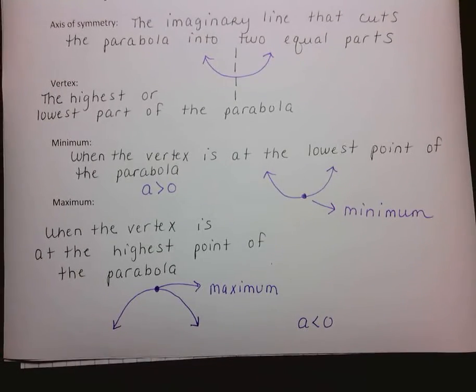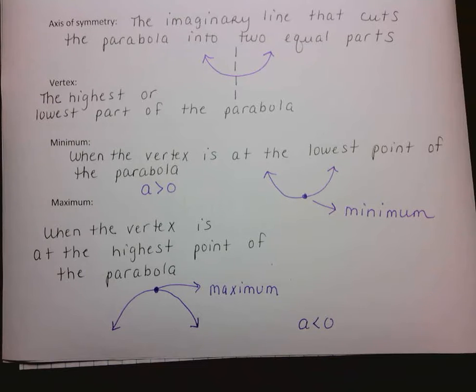A minimum is when the vertex is at the lowest point of the parabola, and that occurs when a is positive. When a is greater than 0, the graph opens up and we have a minimum. But when a is less than 0, the graph opens down and we have a maximum. So a maximum is when the vertex is at the highest point of the parabola, and that occurs when a is negative.